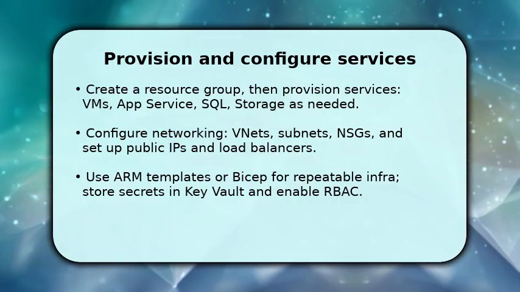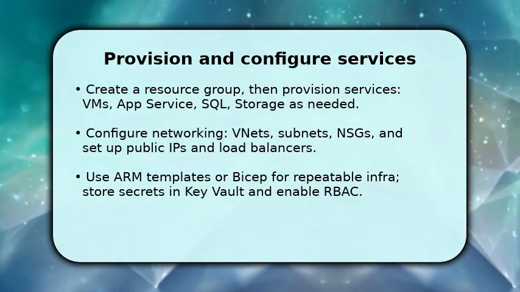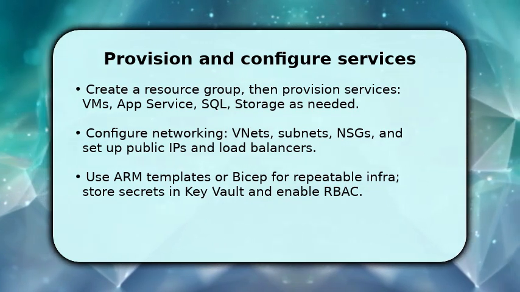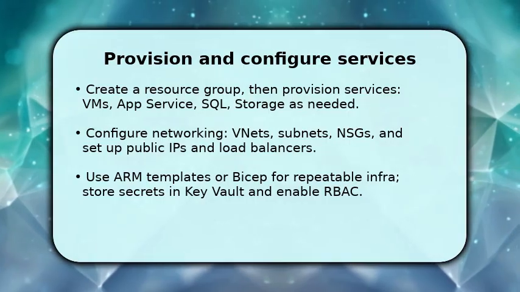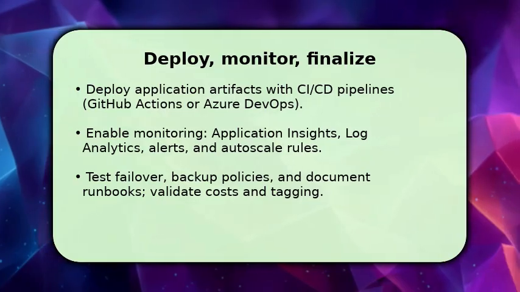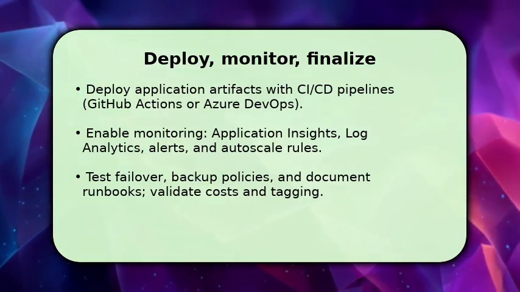Also, put credentials into Key Vault and assign least privilege roles with RBAC so services can authenticate securely. You now deploy your app using CI/CD, connect GitHub Actions or Azure DevOps to push builds and releases automatically.